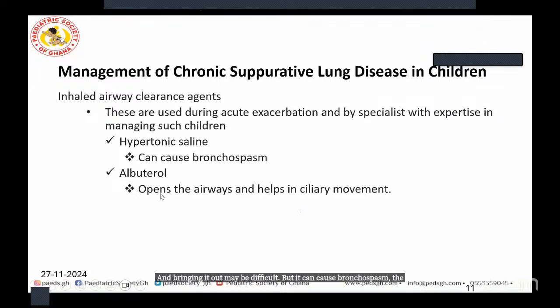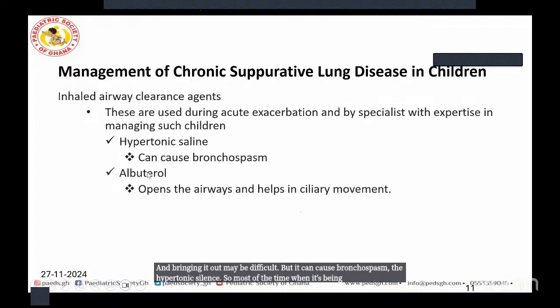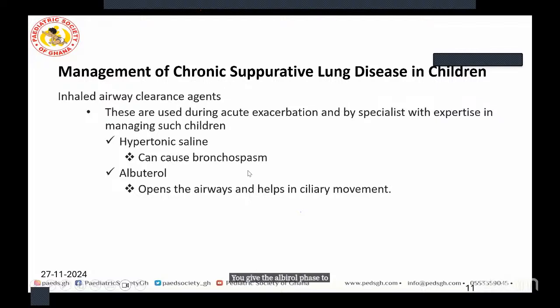So most of the time when it's being used, it's used with albuterol. You give the albuterol first to open up the airways before you do hypertonic saline. And the albuterol also is known to help move the cilia as well. But these are treatments that should be done by somebody with expertise in managing such children.